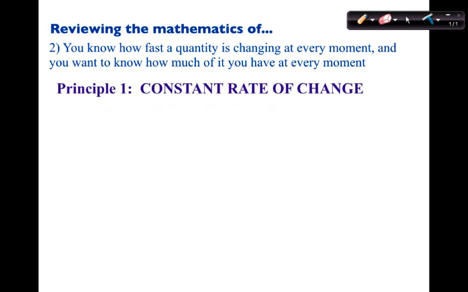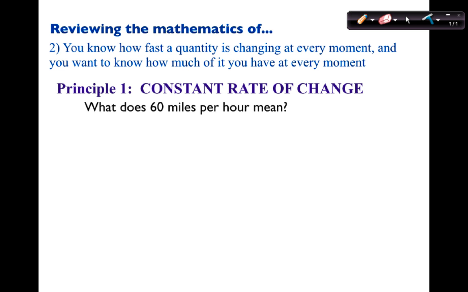Principle 1 was constant rate of change, right? What does 60 miles per hour mean? Does it mean that in 1 hour you go 60 miles? Is that what 60 miles means? Every hour you go 60 miles. That's a good meaning for that. It's true, but is it a good meaning? No, what's a good meaning?